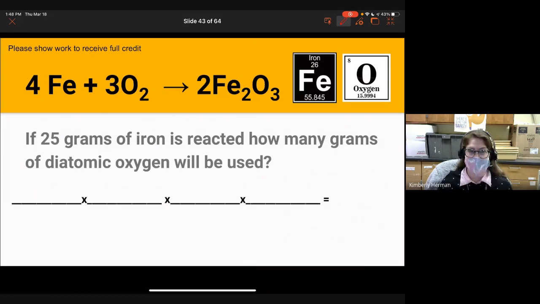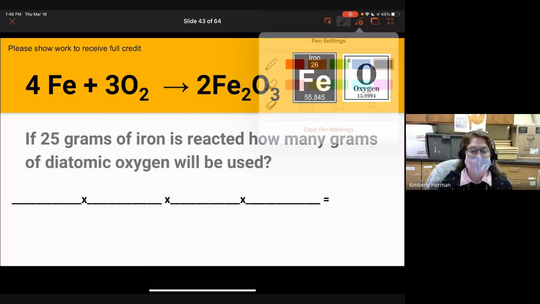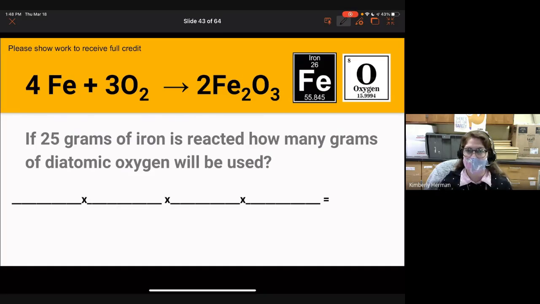Okay, so now we're to the big one. We're looking at a grams to grams. Now it's going to be a drag and drop like your Google Doc right now. I'm just showing you how to go through the process. So fill in the things that you know what to do, aka get your given first over 1, and then we're going to have our 1 mole here.